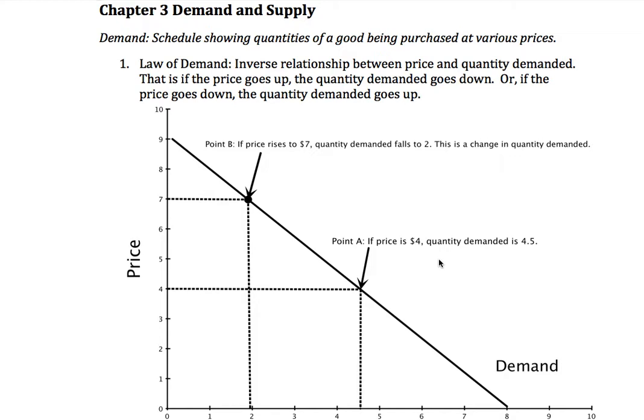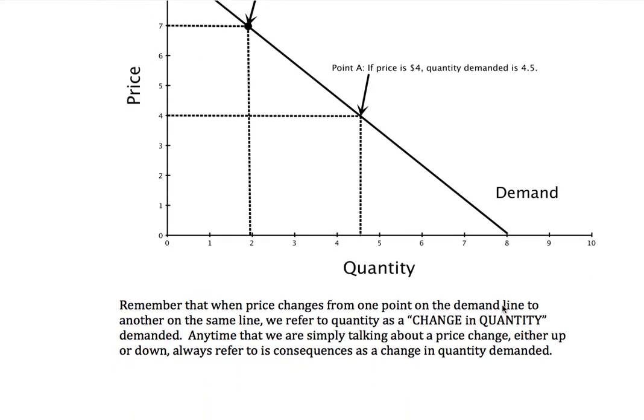So the law of demand simply tells us that if we increase price, quantity demanded will go down. If we decrease price, quantity demanded will go up. Kind of makes sense, right? If you buy a product, you buy more of that product, undoubtedly, if you can buy it for a lower price. The main thing here, once again, is that when we're talking about a change in price on that original demand curve, we're talking about a change in quantity demanded.